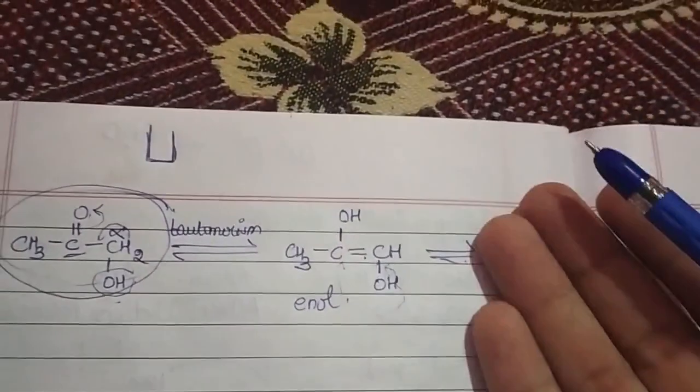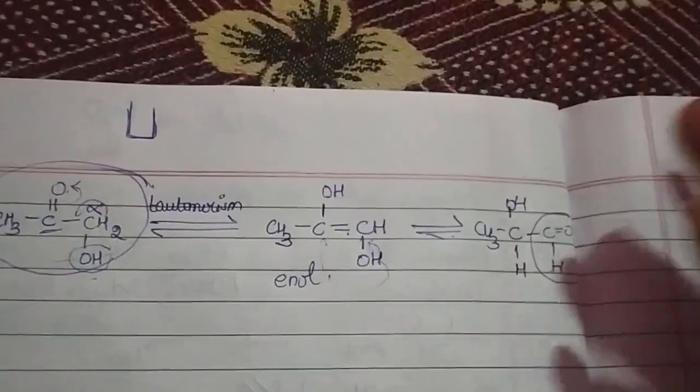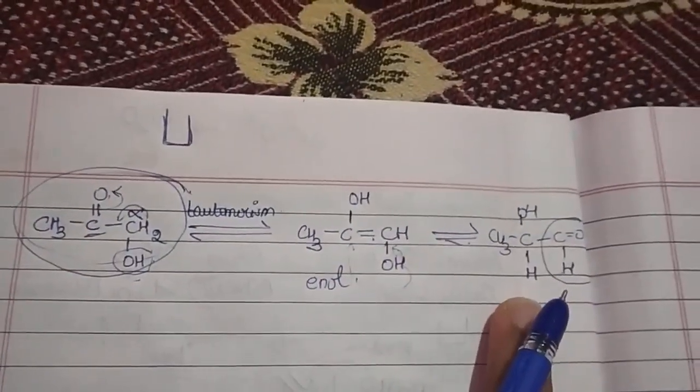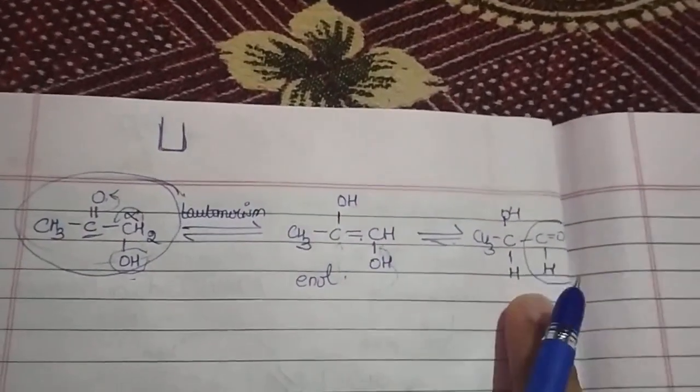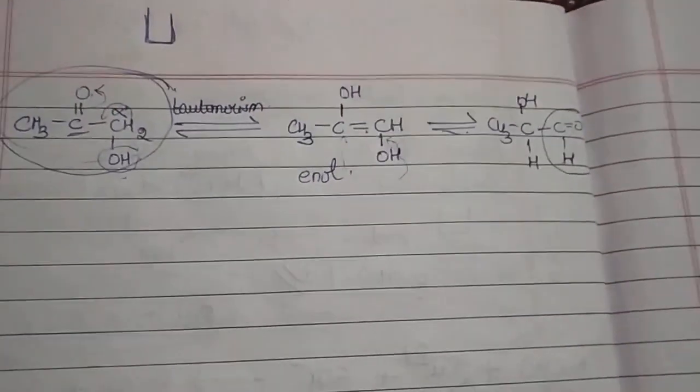Nobody will ask you this explanation, but you should know why it happens. For that reason I am just explaining. Alpha hydroxy ketone is tautomerizing to an aldehyde, and that is the reason it is giving a positive test for our Tollen's reagent and the Fehling's solution.